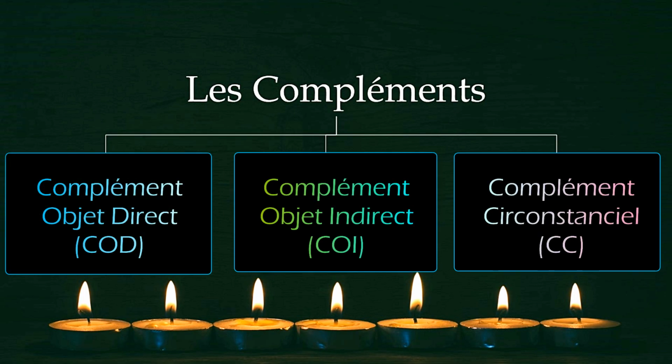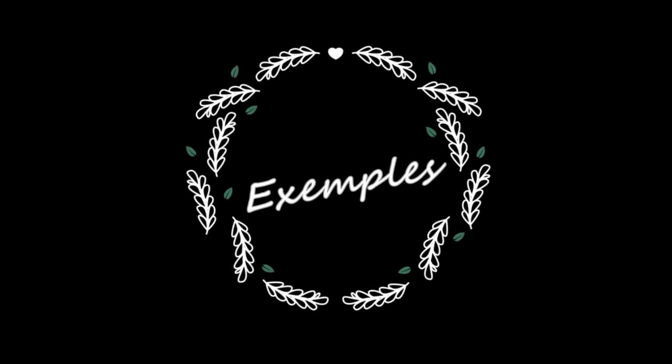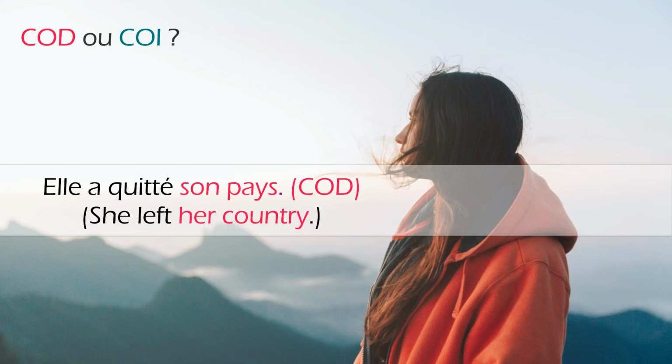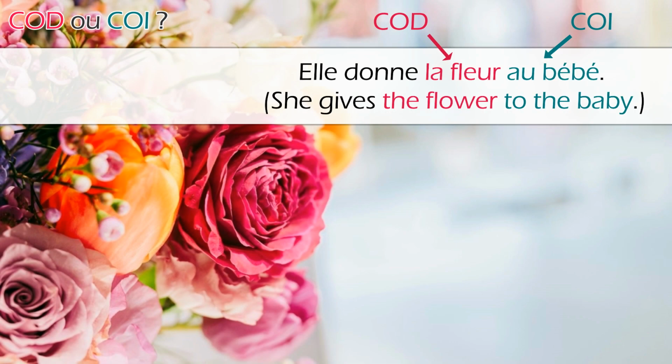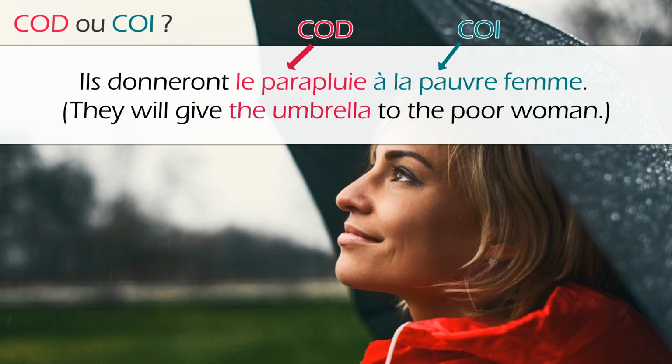It was just a very basic concept on COD, COI and CC. Let's just keep our lesson short and easy. I hope you can now distinguish the COD and COI in the sentences. Here are some very basic and easy examples on the screen. Elle a quitté son pays. Rima et Lima vont envoyer ce livre à leurs parents. Elle donne la fleur au bébé. Ils donneront le parapluie à la pauvre femme.